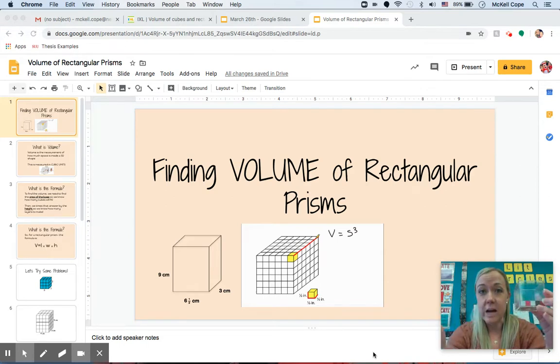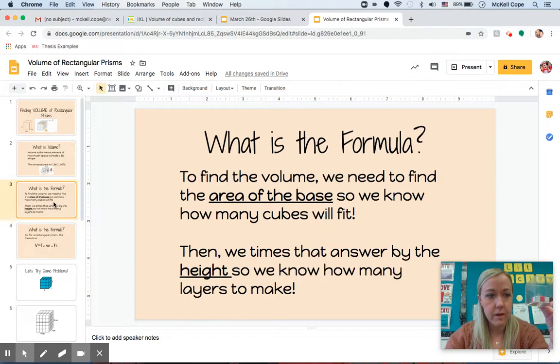The first step in finding the volume of a three-dimensional shape is we need to know the area of the base. That bottom shape that sits on the ground, we need to figure out what kind of area we're looking at so that we know how many cubes to layer on that bottom piece. Once we know that, then we need to know how tall it is so that we know how many layers to repeat over and over again until we have the whole thing filled in.